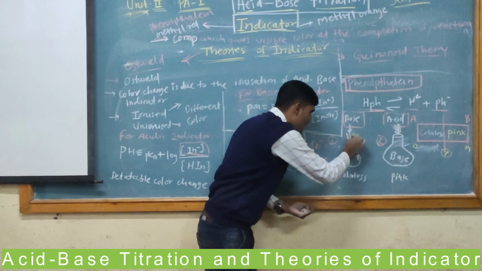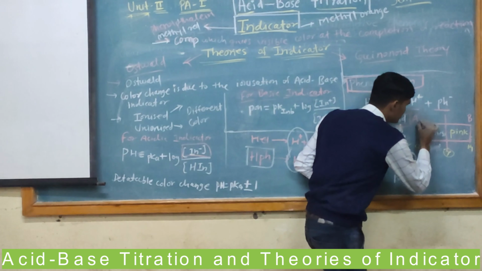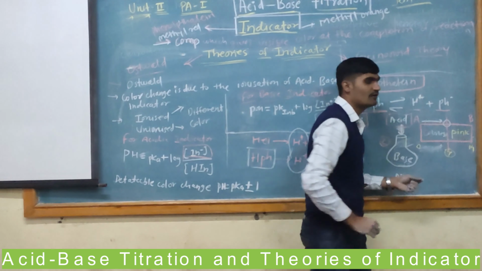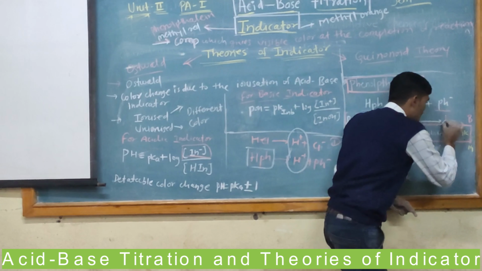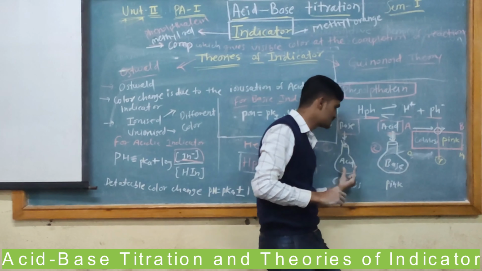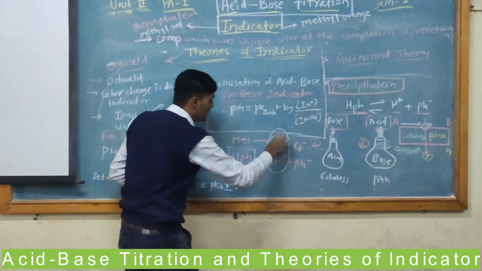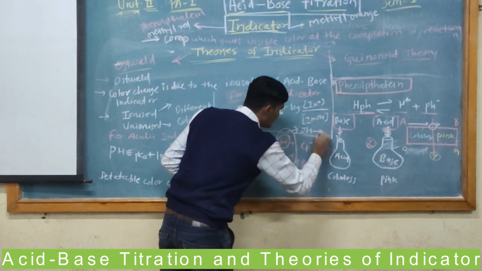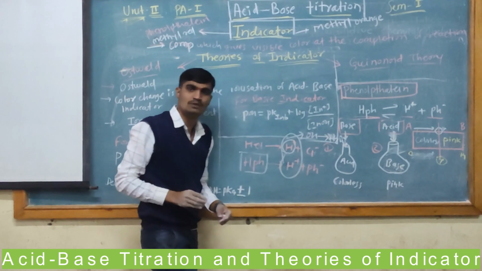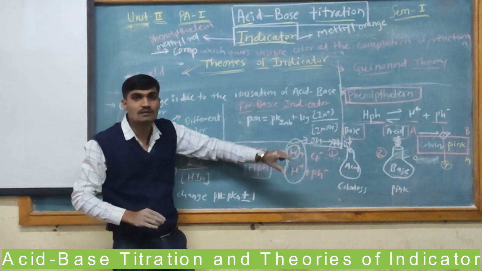When we start the addition of base, the solution first becomes neutral. After the neutralization point, when we add small drops of titrant, the pH of the solution moves towards basic. In that state, the hydrogen reacts with the hydroxide ion of the sodium hydroxide to give a water molecule, and because no common ion effect happens, phenolphthalein gives a pink color.